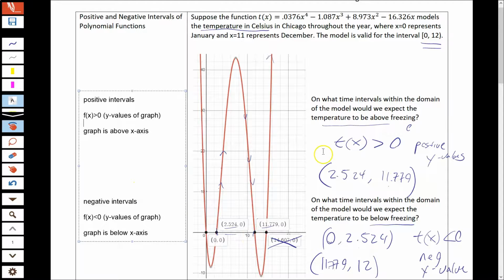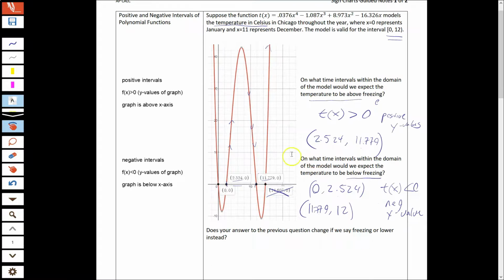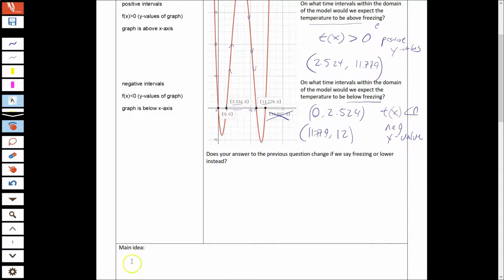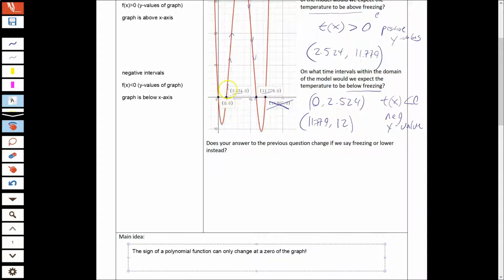Now, the most important point that I'm trying to make here, and this is going to be helpful both for writing these intervals down and in calculus next year, this is going to be our main idea, is that the sign of these functions can only change at a 0 of the graph, right? So I can only go from negative to positive by crossing 0. And that's just a fact, right? You can't draw a straight continuous line from negative to positive without crossing 0. Very, very important fact when you get to calculus next year.